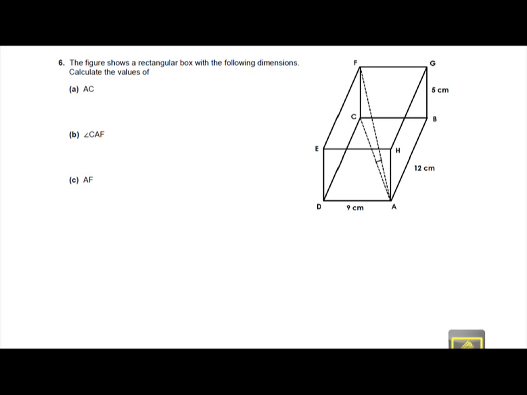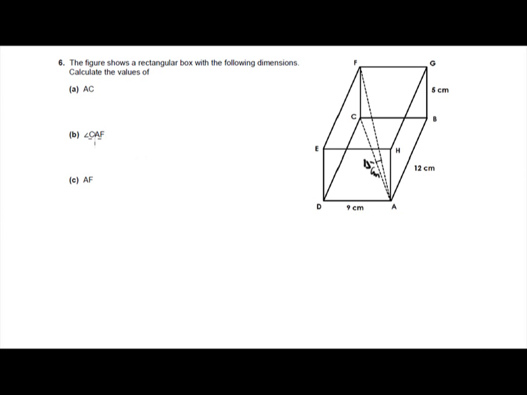This is the video containing the solution for 6b. In the first video, I have shown you the solution for letter A. So we're moving now to letter B. We found from 6a, from the previous video, that the measure of AC is 15. So this is 15 cm.